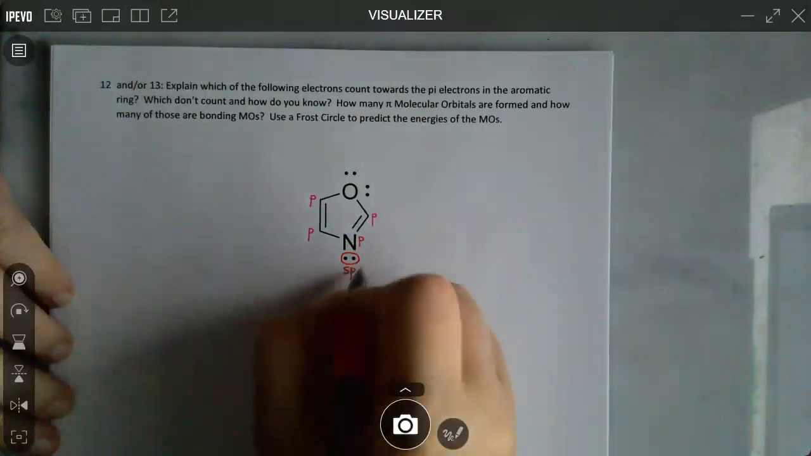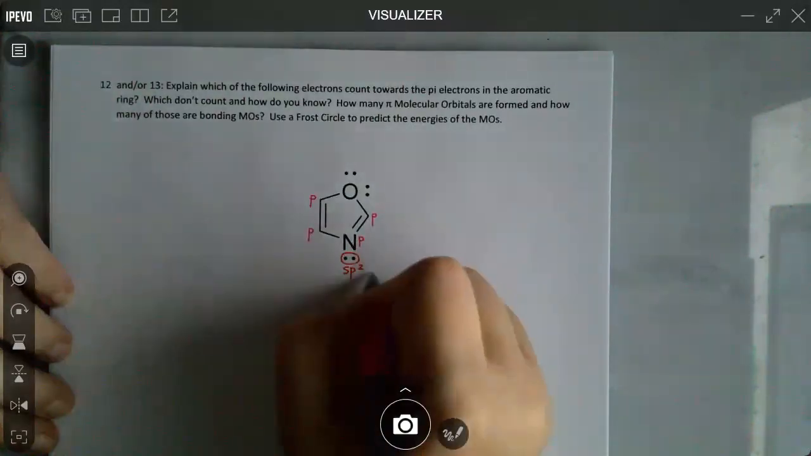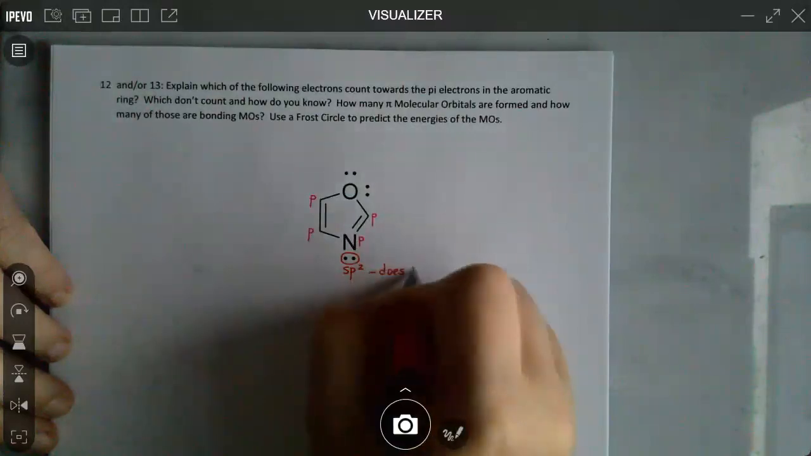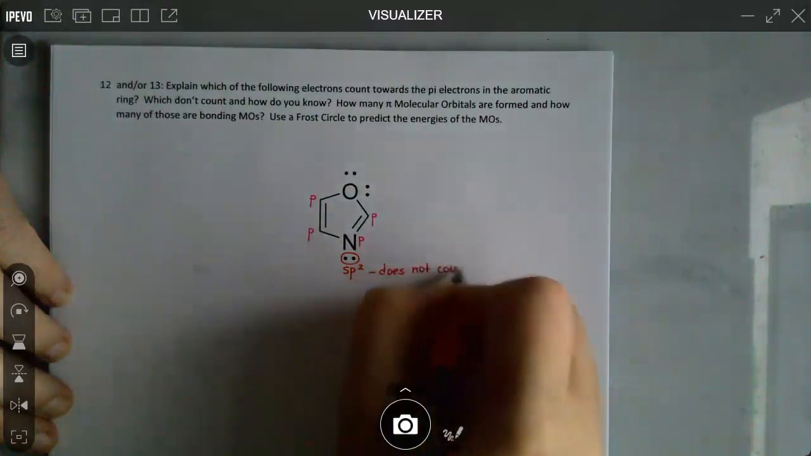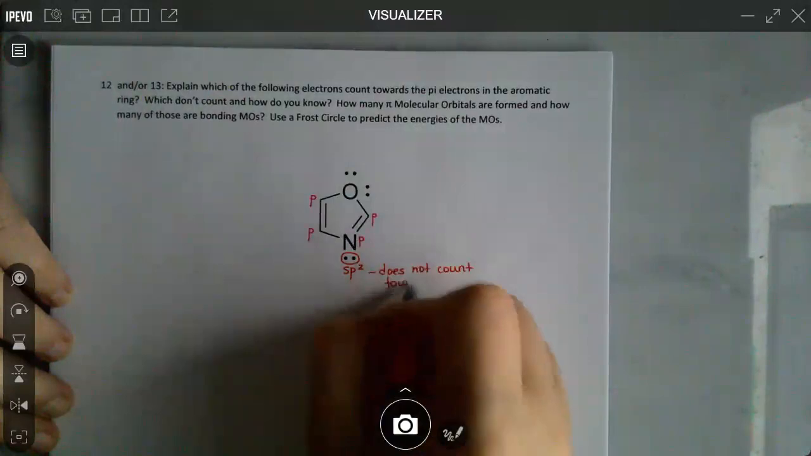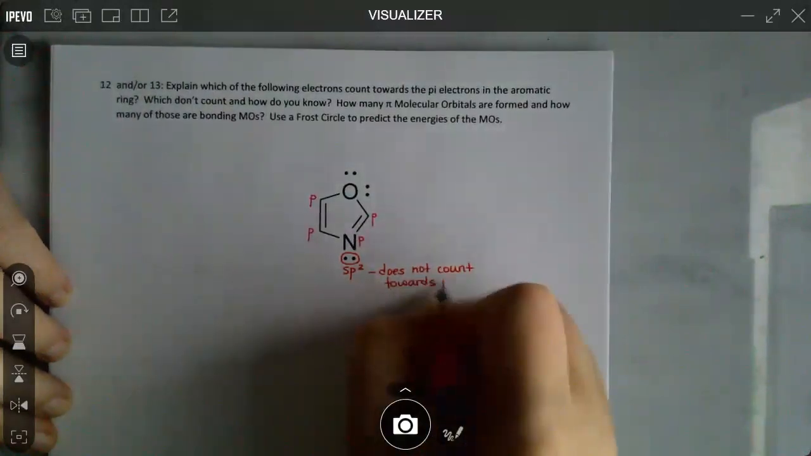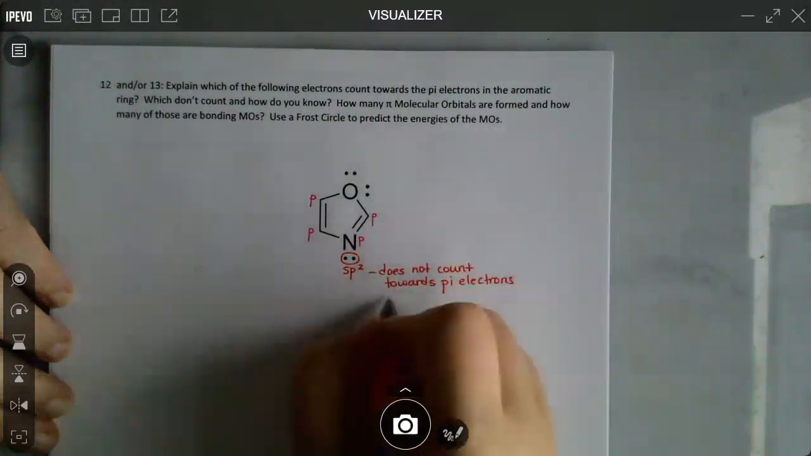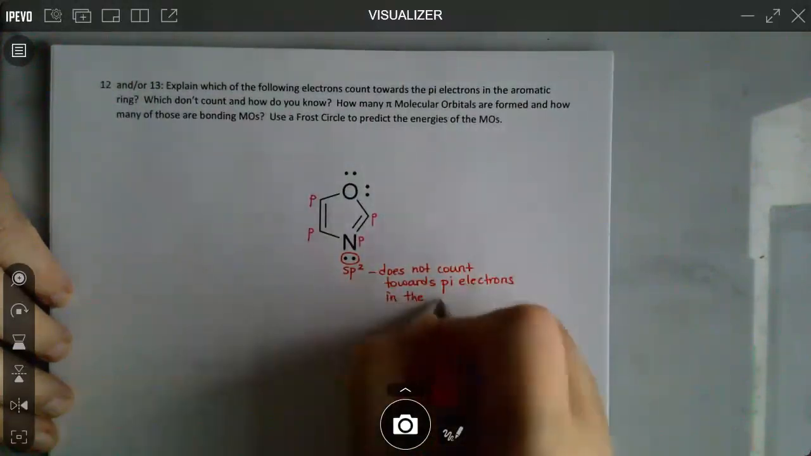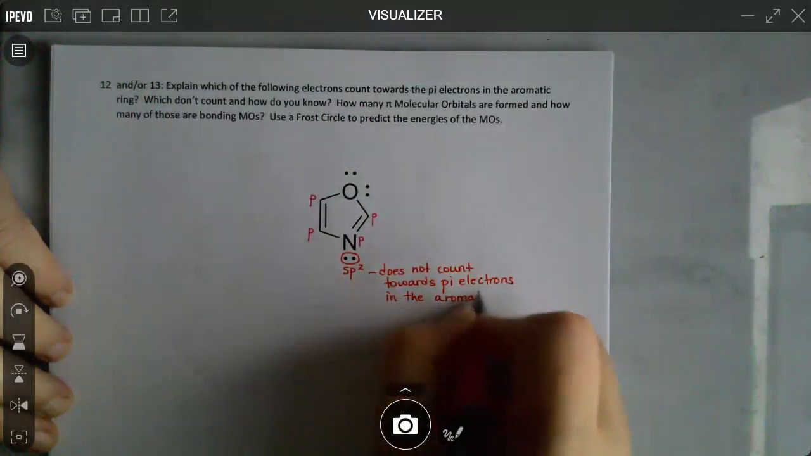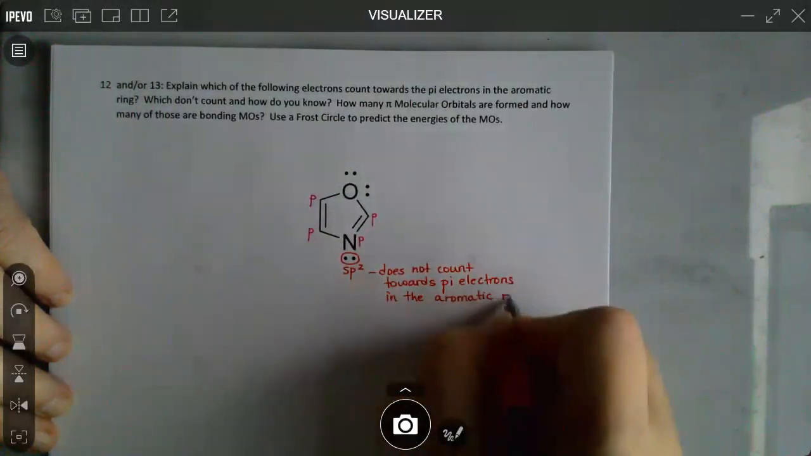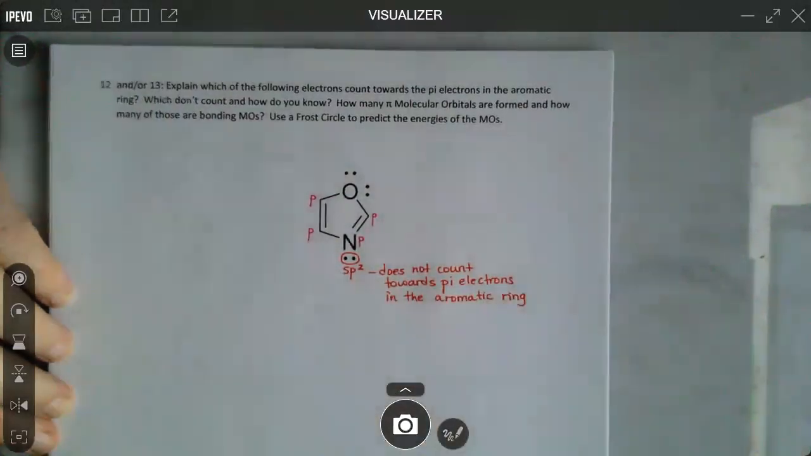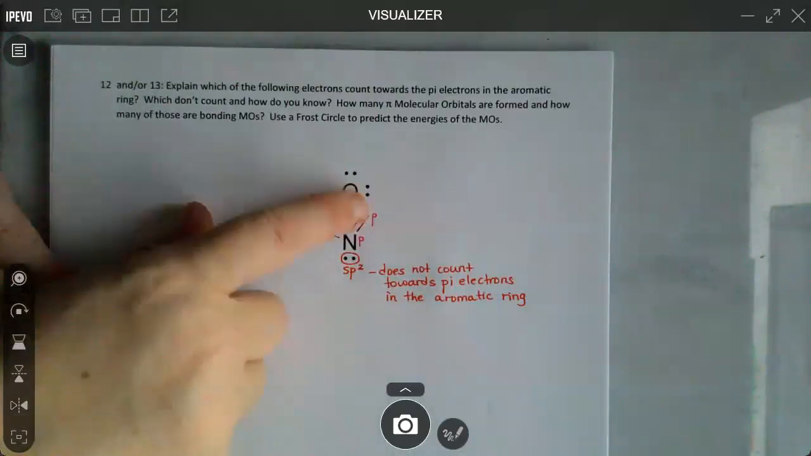It will be in a hybridized orbital and does not count towards pi electrons in the aromatic ring. Remember, they have to be in a p orbital to count, right? So, and then up here, we have 2 lone pairs.